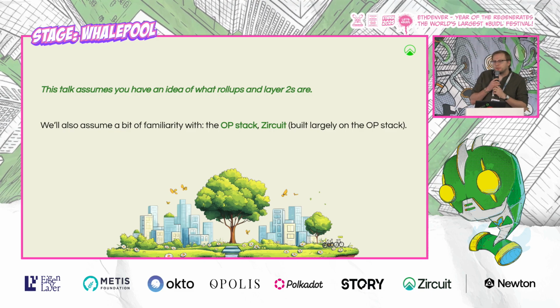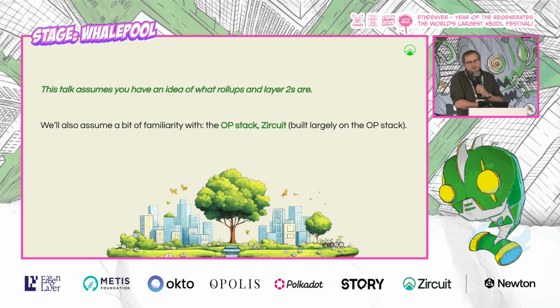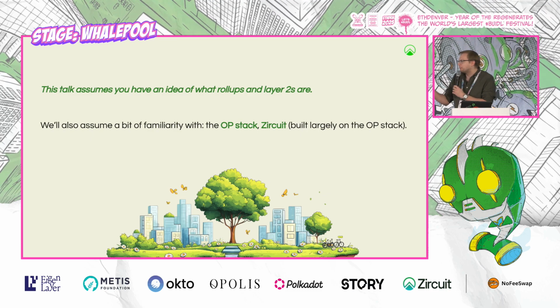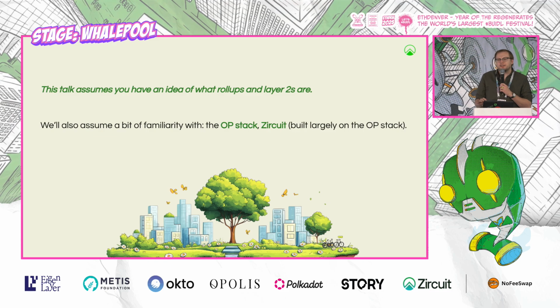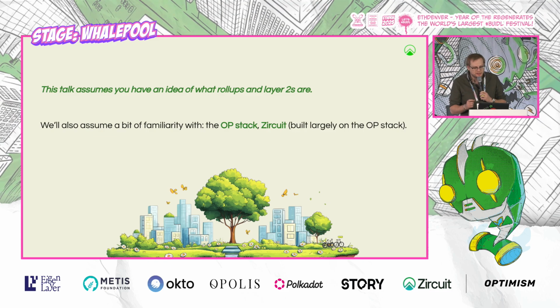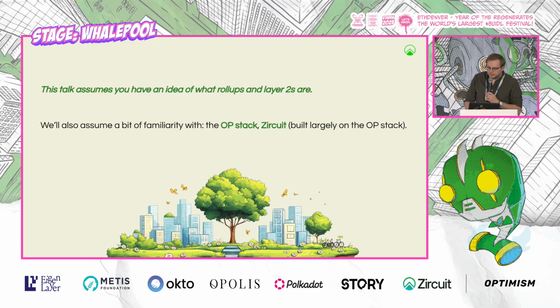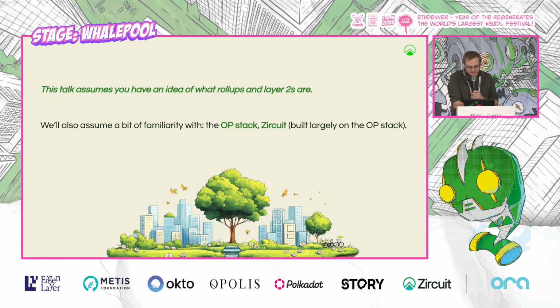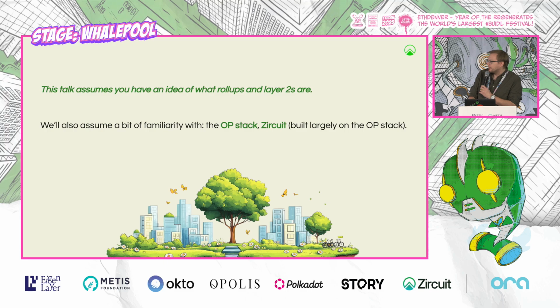And basically, I just want you to know that the OP stack generally builds optimistic rollups. This may be changing now with OP succinct and other things. And Zircuit is a zero knowledge rollup. So it's a key differentiating factor. Zircuit's also got other unique features, which we would love to talk about, but they're not the focus of this talk. So I'm going to skip that. But nonetheless, let's get into it.